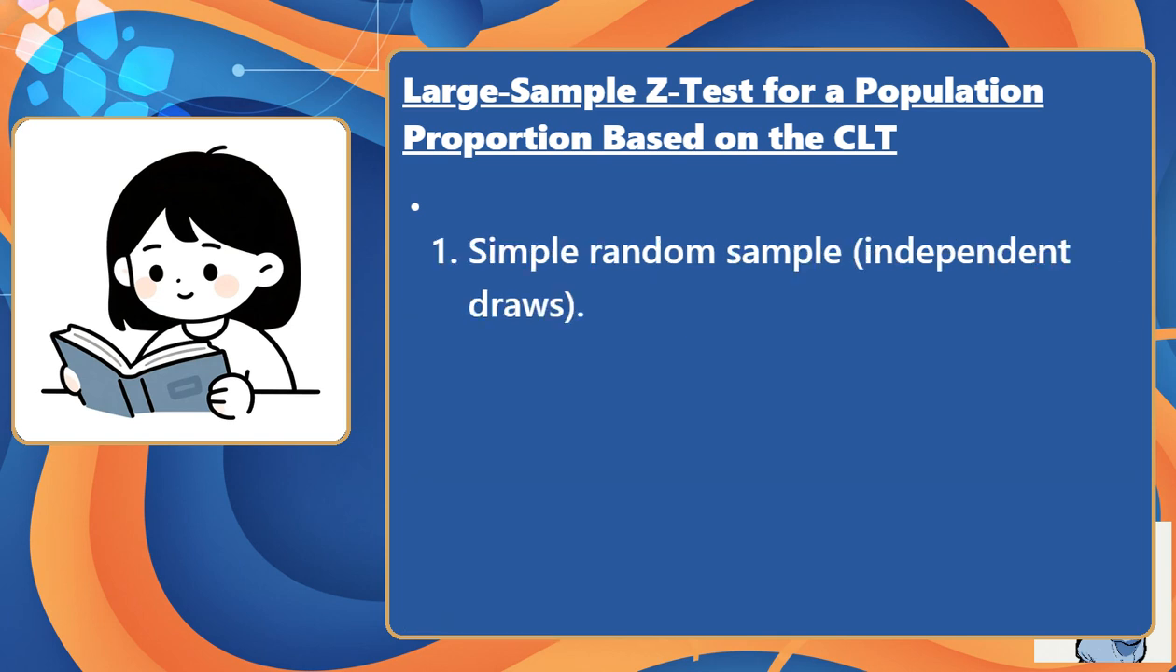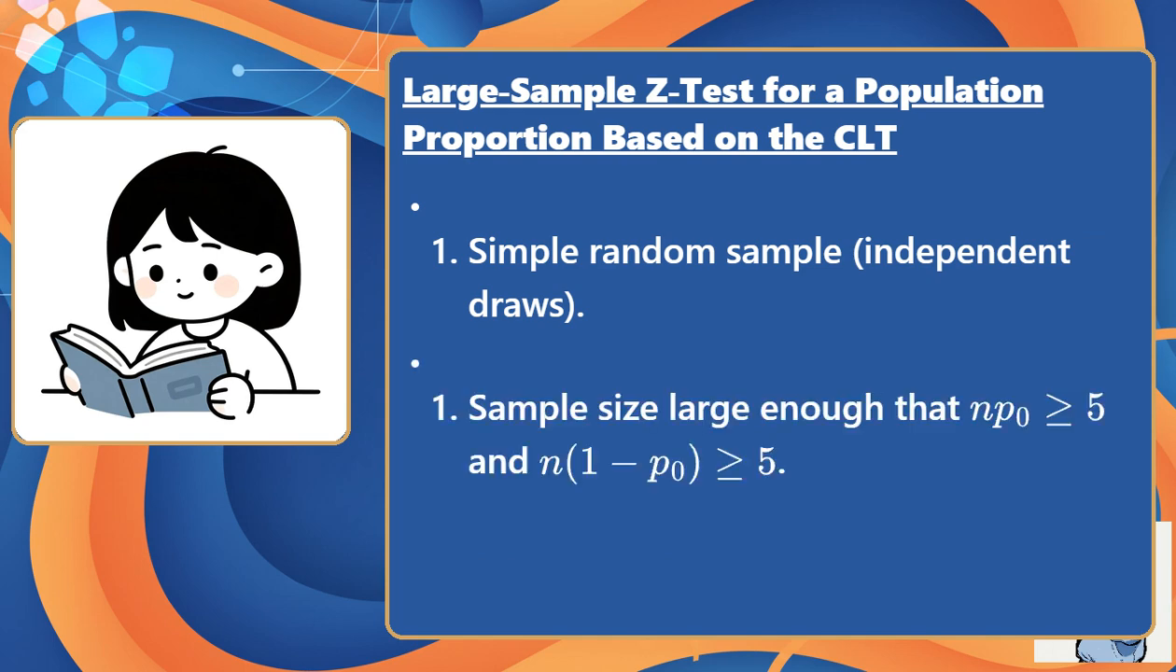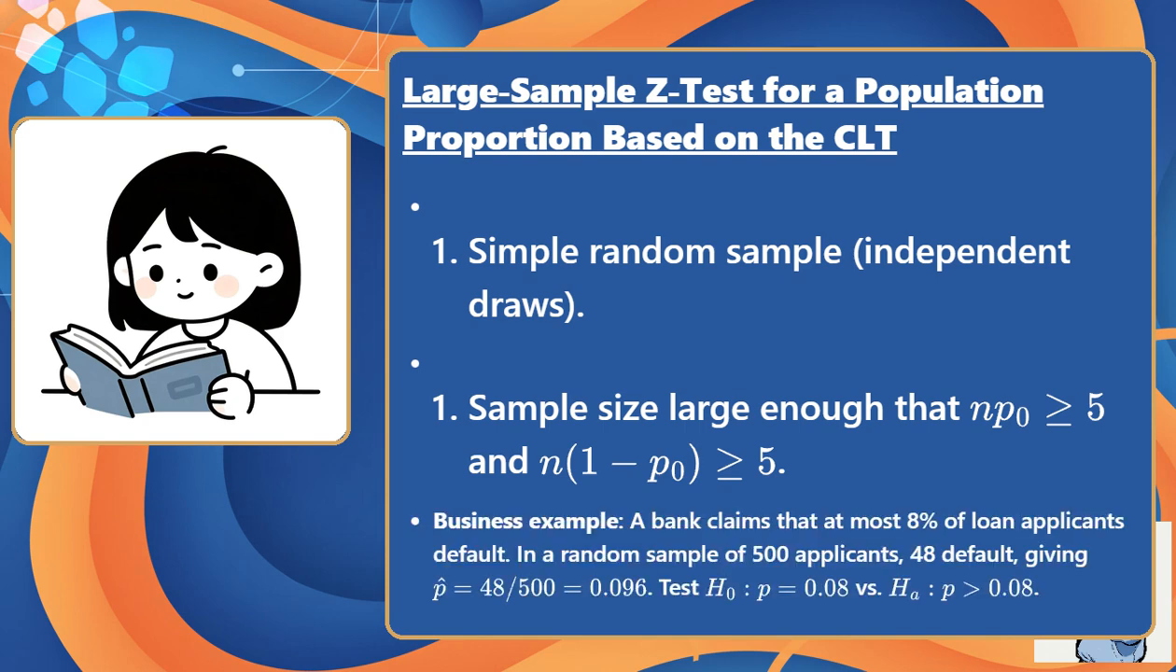Assumptions: simple random sample, independent draws. Sample size large enough that n times p0 is at least 5, and n times (1 minus p0) is at least 5. Business example: a bank claims that at most 8% of loan applicants default.